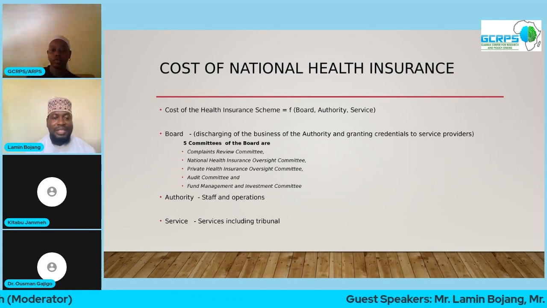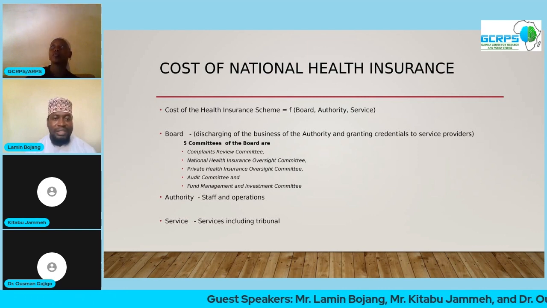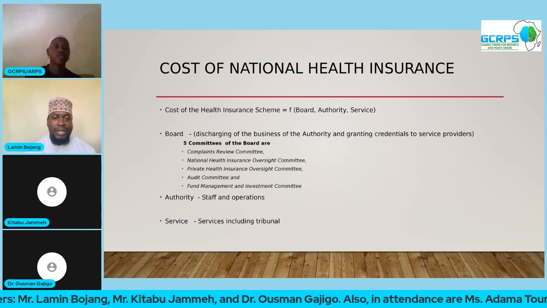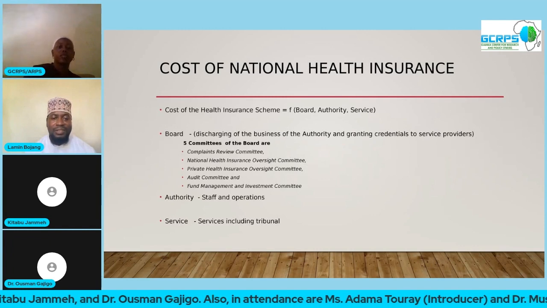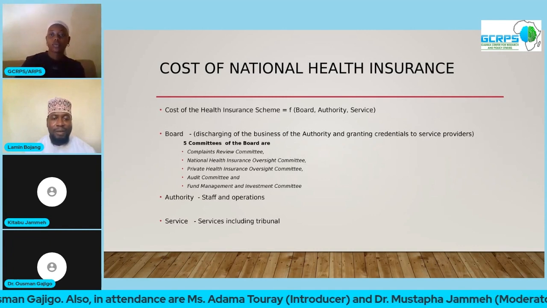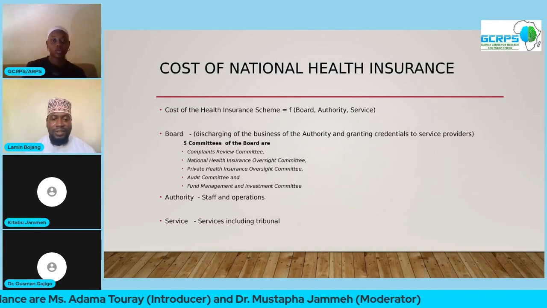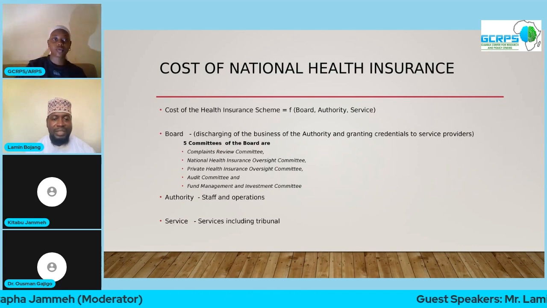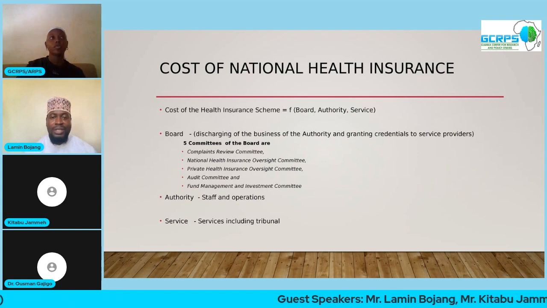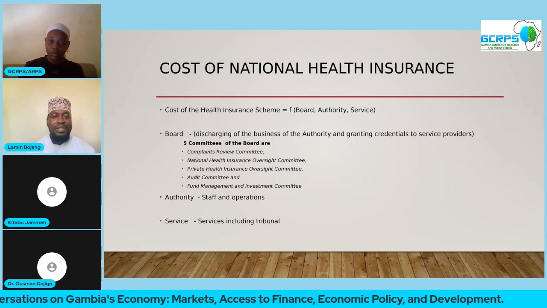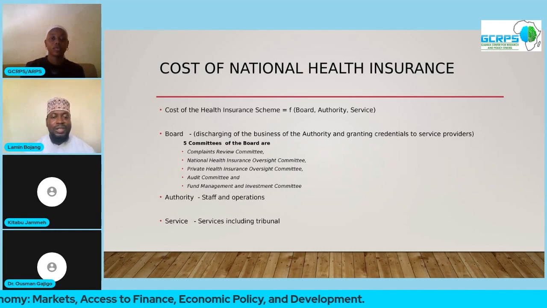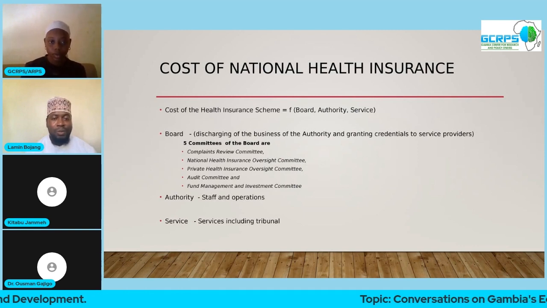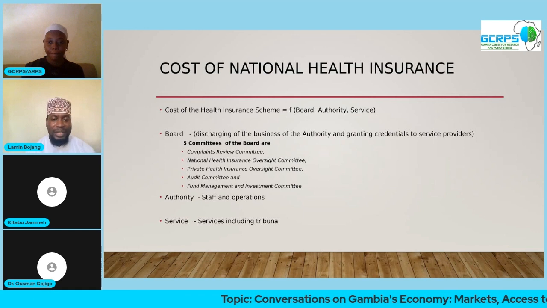The board is made up of 5 committees. One of them is the Committee for Complaints Review, then the National Health Insurance Oversight Committee, Private Health Insurance Committee, Audit Committee, and Fund Management and Investment Committee. Then the other component we look at is the authority. The role of the authority is to look at staff and operational issues, I mean, operating the national health insurance scheme.